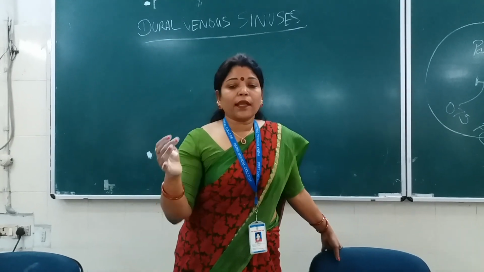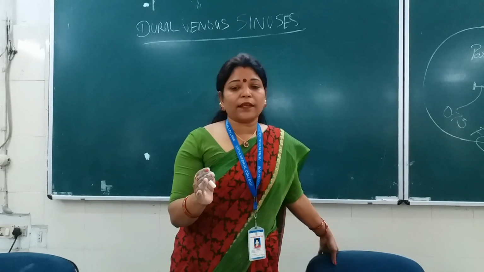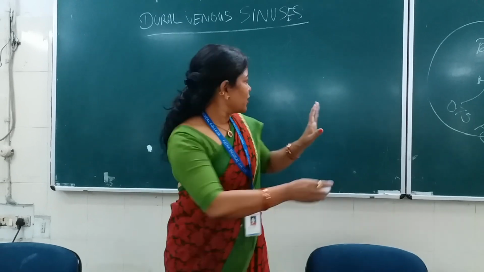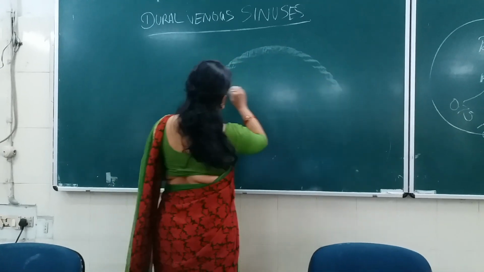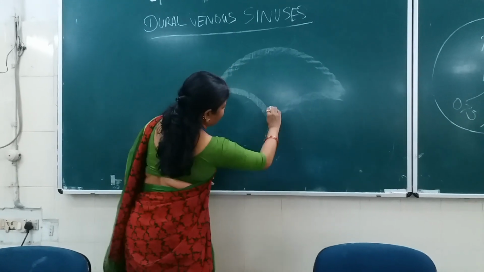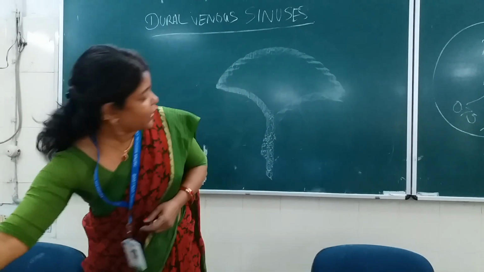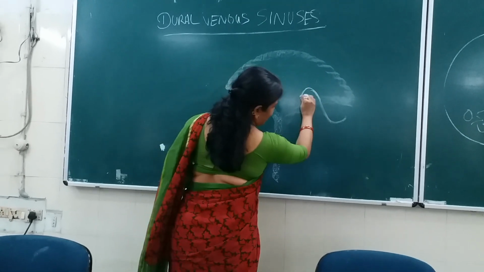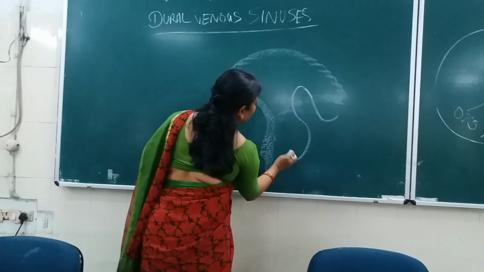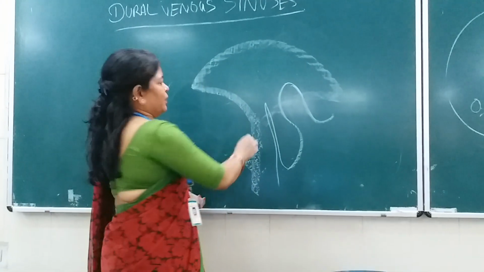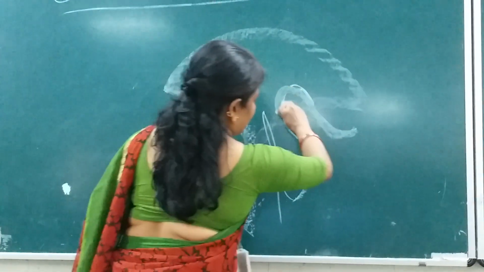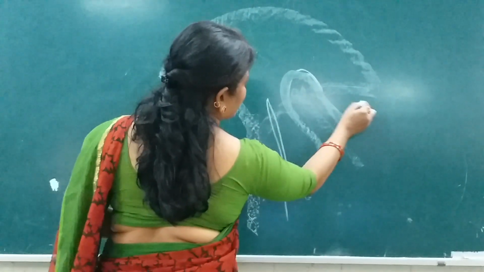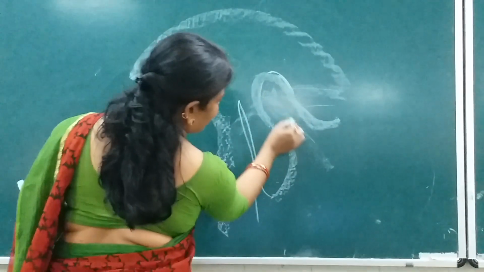So in the subarachnoid space there is formation of the cerebrospinal fluid, and this cerebrospinal fluid drains via arachnoid granulations, isn't it? Look here, there is a fold of the dura mater. Again there is the arachnoid mater, and there are some villi. This is the dura mater, subdural space, this is the arachnoid mater, and this is the subarachnoid space.